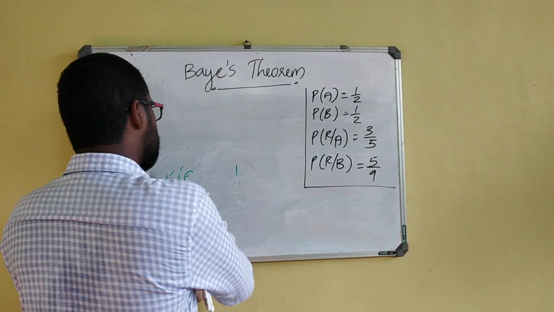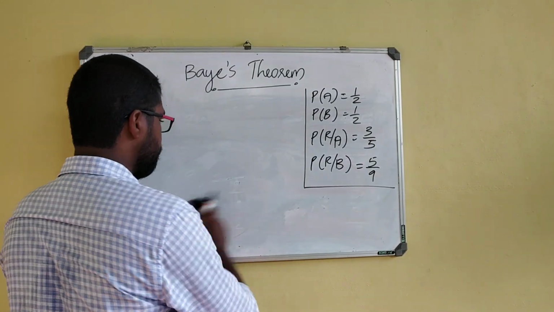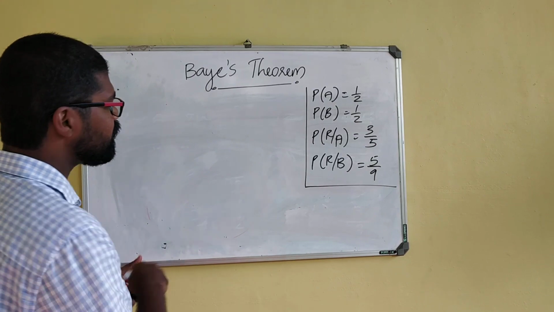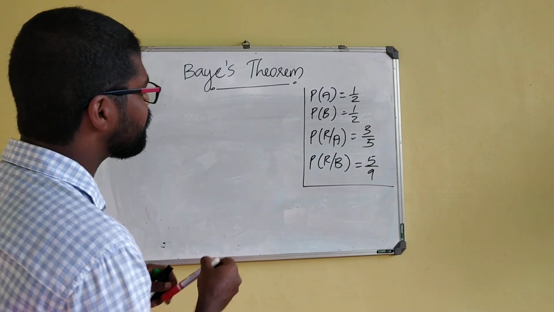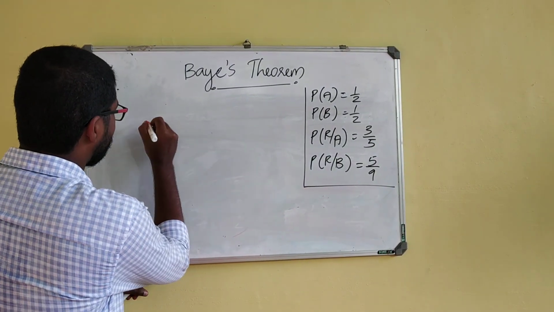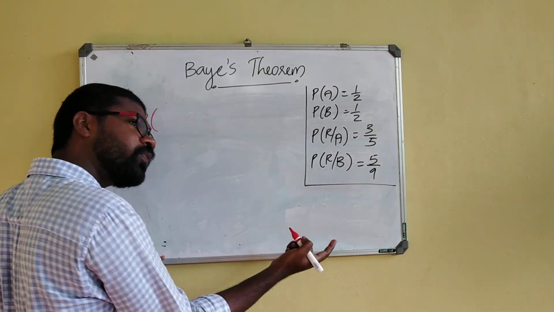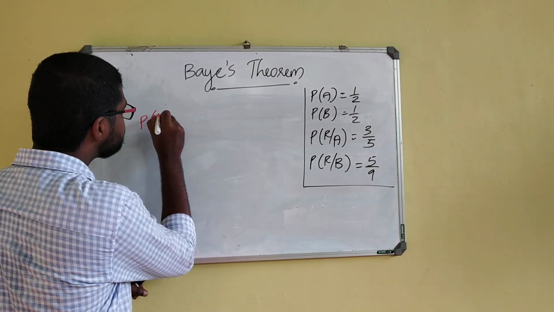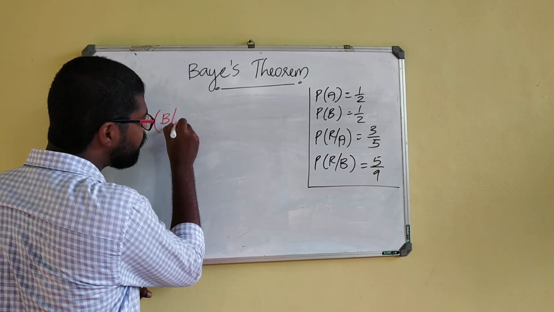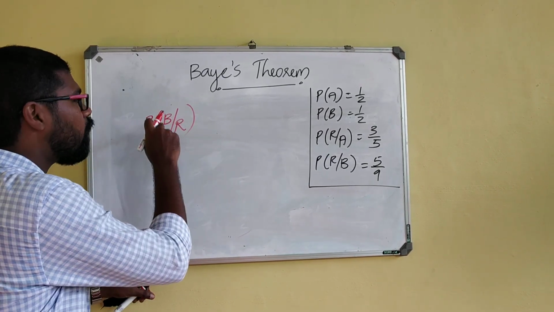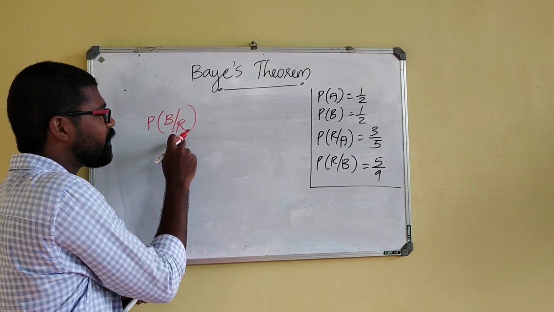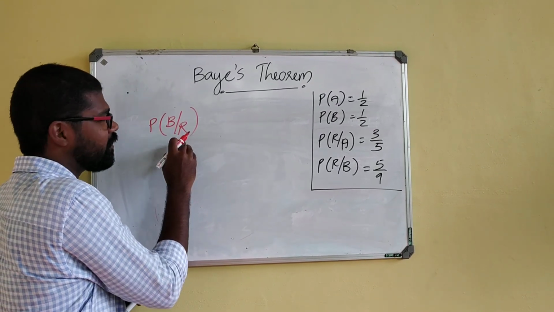And when we come to Bayes theorem, the question is reversed. Actually, the question is reversed. What is the probability that the ball was from box B? So the question becomes B given R. It is from box B given that we have drawn a red ball.